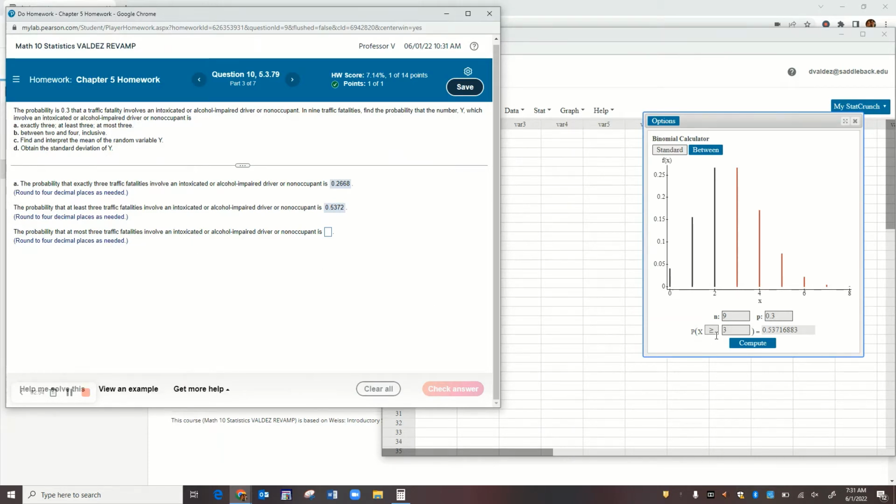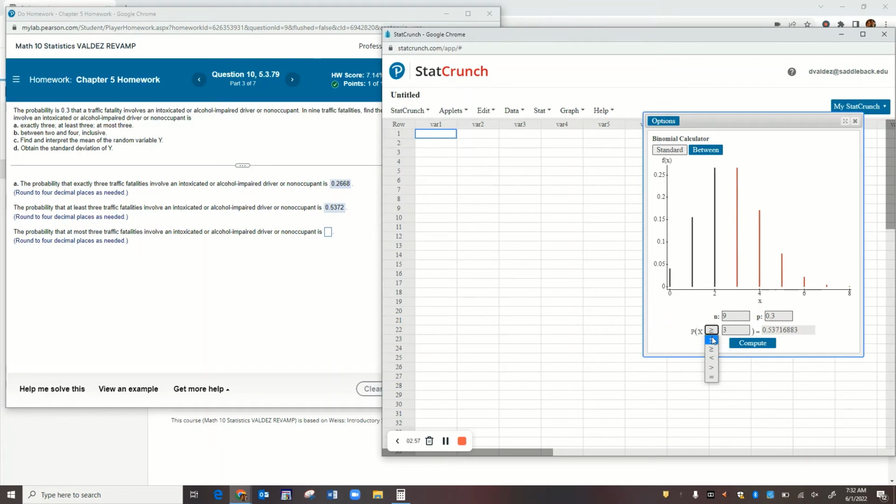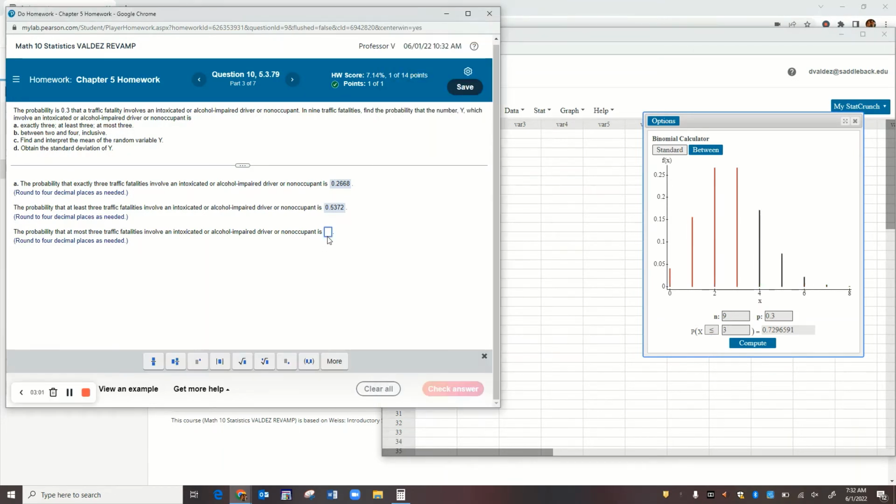The probability that at most 3 traffic fatalities. So at most would be 3 or fewer, so less than or equal to 3. And then this would be, let's see, 0.729. The 6 is going to get rounded up to a 7. So 0.7297.